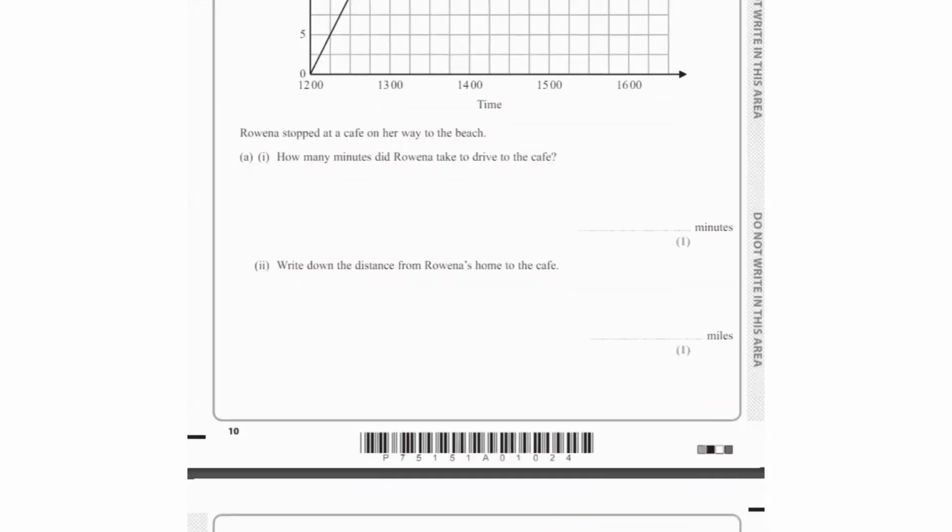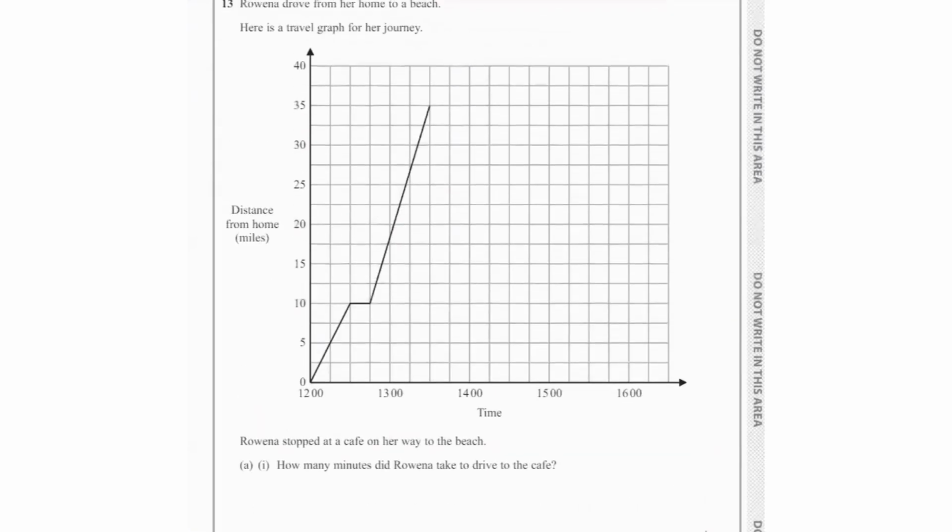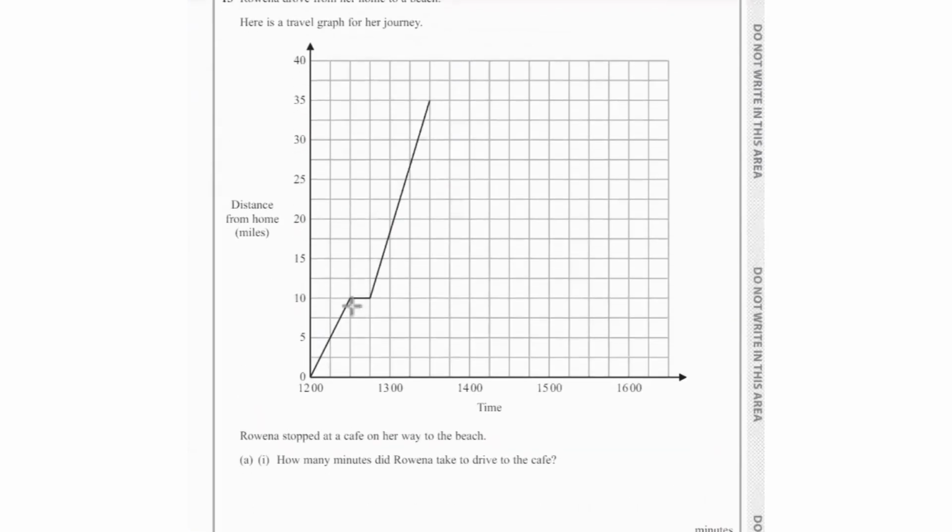Then it says, write down the distance from Rowanna's home to the cafe. So from home to the cafe, this is the point where she reached the cafe. So her distance is 10 miles.